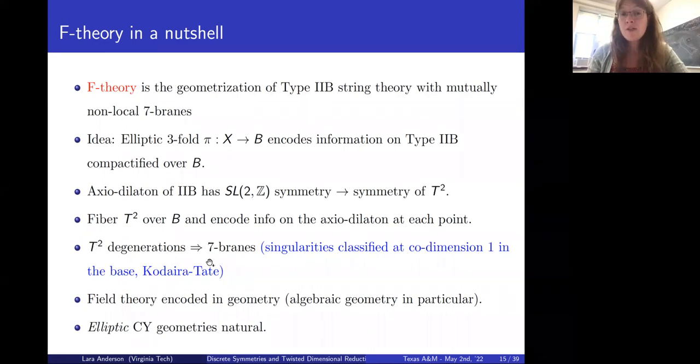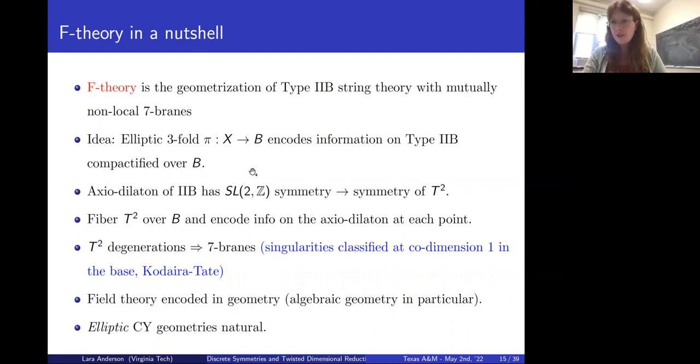The T2 degenerations encode 7-branes, and exactly how singular they can get can be classified mathematically and also constrained by anomalies in various dimensions, 8, 6, and so on, at the level of field theory. So the idea is that the possible non-abelian gauge groups, the possible effective physics, can be encoded in this sort of artificial geometry of a fibered geometry.